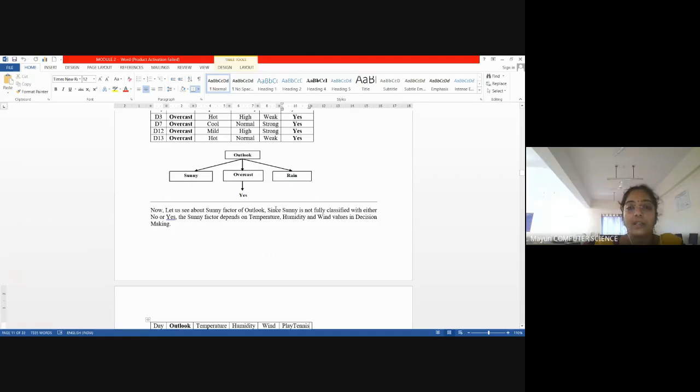Since sunny is not fully classified, I have written something here, just look. Since sunny is not fully classified with either no or yes, and rain also is not, the sunny factor depends on remaining attributes. What are all the remaining attributes except outlook? You have temperature, humidity, and then wind values in the decision making. Am I making sense here? Yes, ma'am.